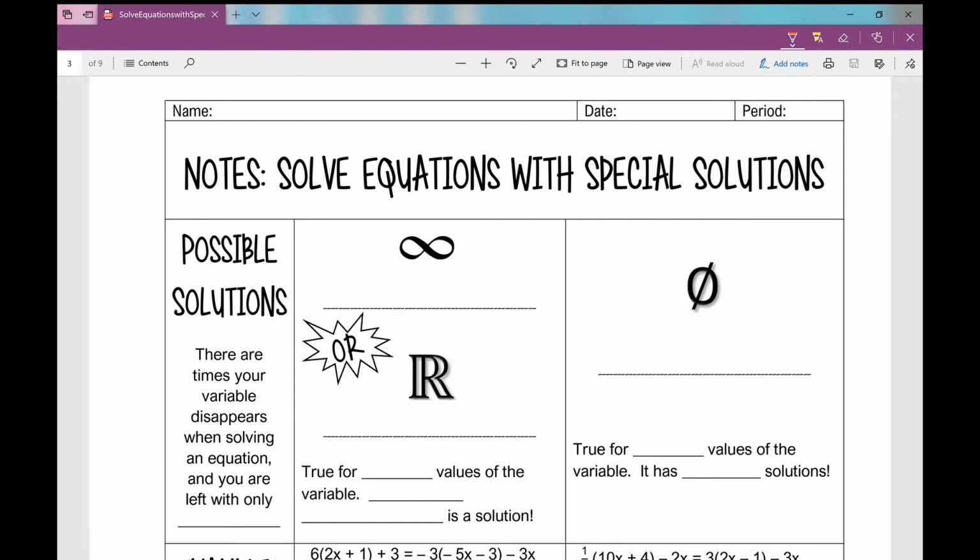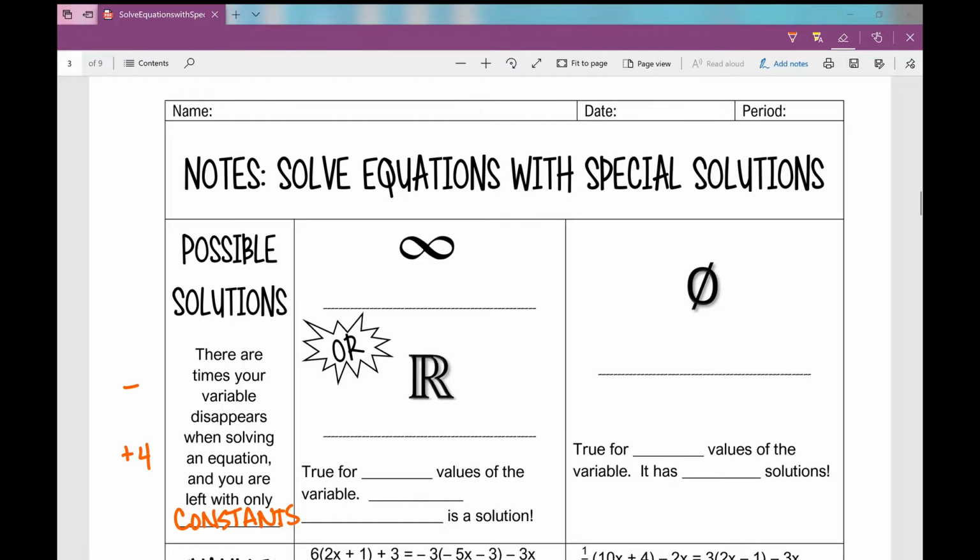Let's look at today's notes over solving equations with special solutions. So there are times when your variable disappears when you're solving an equation and you are left with only constants. Now, what is a constant? It's just a number that's all by itself, like +4 or -3. Those are constants. There's no variable attached to it.